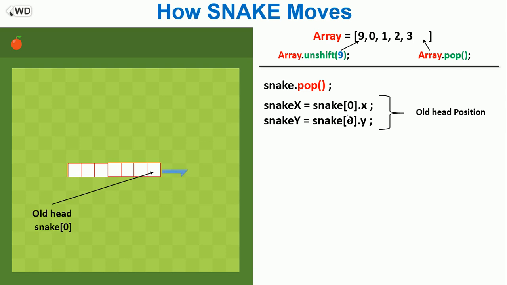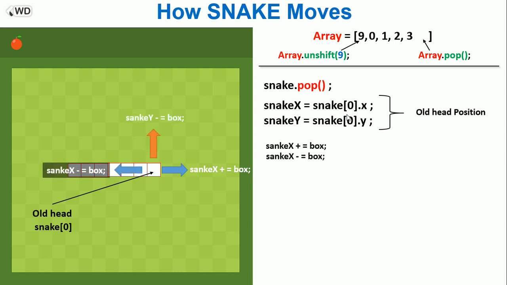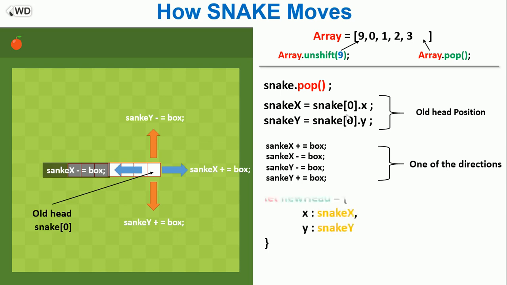And then if the snake head goes to the right, we will say snake x plus 1 box. If it goes to the left, we will say snake x minus 1 box. If it goes to the top, we will say snake y minus 1 box. If it goes to the bottom, we will say snake y plus 1 box. So based on the old head position and one of these directions, we will create the new head. Then we unshift this new head to the snake.